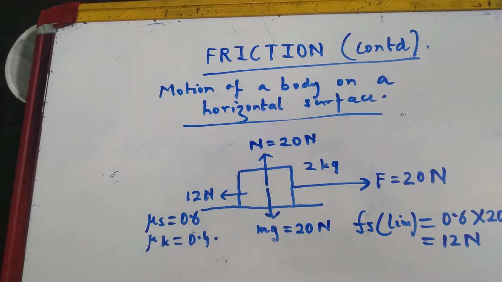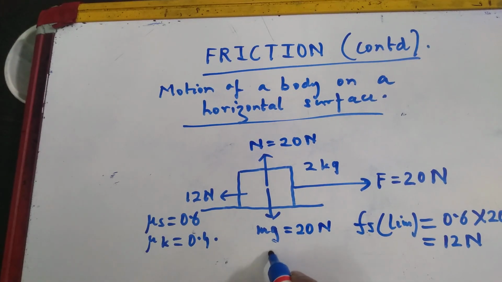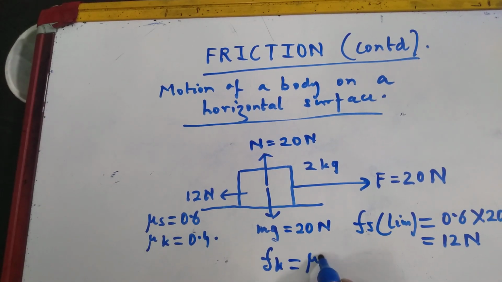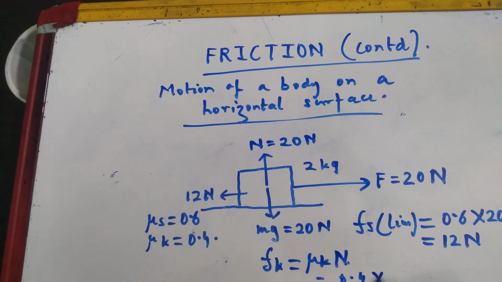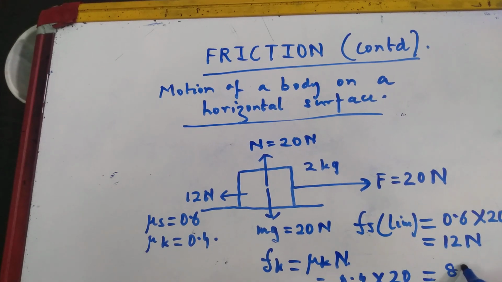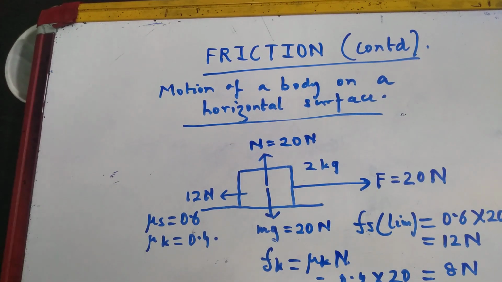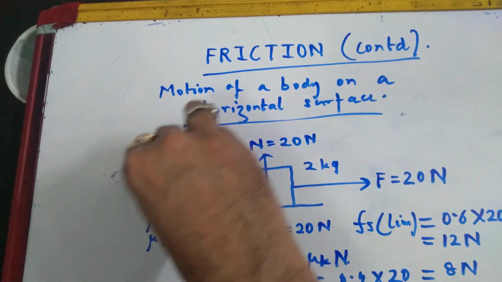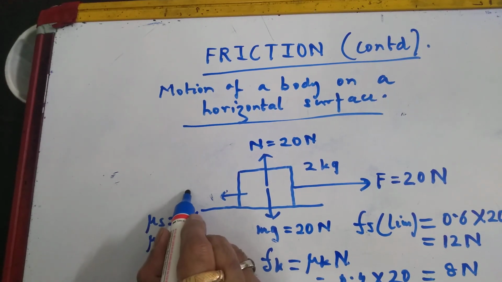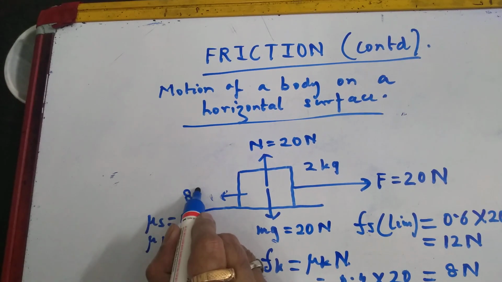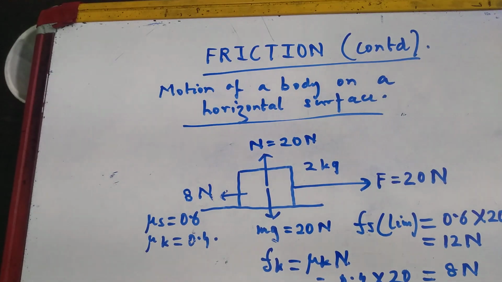So the friction force will be mu k. Fk will be mu k N, which becomes 0.4 into 20, which is 8 Newton towards the left. So what you have is a force of 20 Newton towards the right and a friction force of 8 Newton towards the left.